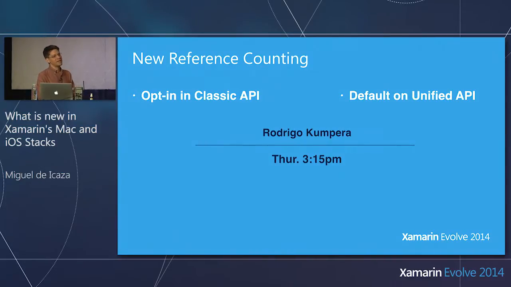So right now, it's an opt-in for Classic because we don't want to break the behavior that you guys depend on. But it is the default on Unified. So when you switch to Unified, it will be a change on the API. Rodrigo has a talk tomorrow that goes through all the details about this, and I encourage you to go there. Like I said, you can still opt into Classic, so you just go to the settings and you say new reference counting, and you're in the new world. And on Unified, it's just checked by default.